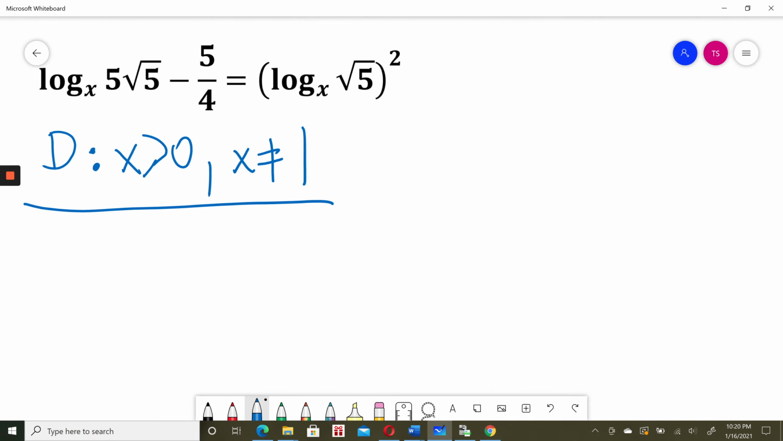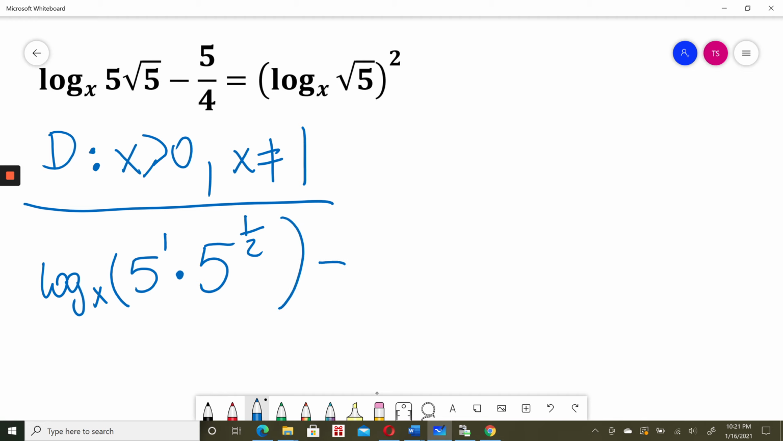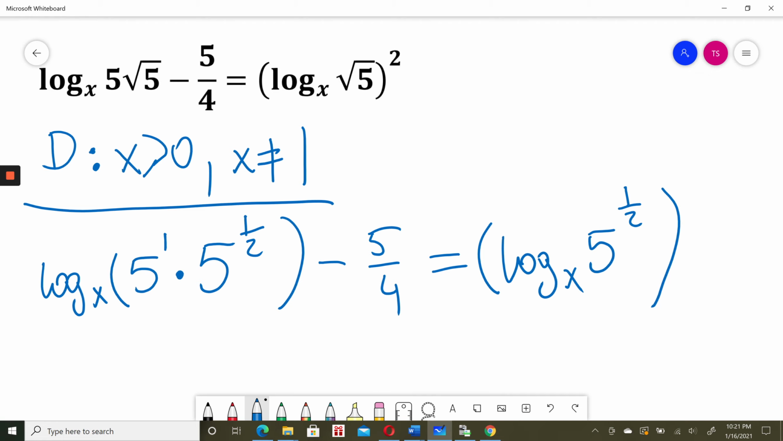Now, log x, I write slowly, 5 root 5, so 5 times square root of 5. 5 is just 5 to the power of 1, and square root of 5 is 5 to the power of 1/2, minus 5 fourths, and this is equal to log with base x, square root of 5, which I will write as 5 to the power of 1/2, and everything squared.